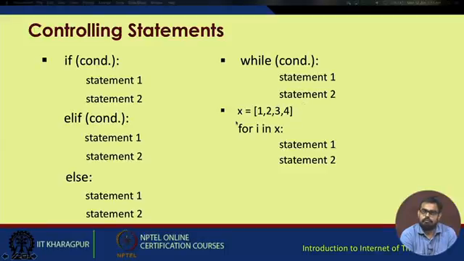Now for a simple example, suppose x equal to 1, 2, 3 and 4. This is a list, x is a list. Now for i in x, that is you iterate over the indexes 0, 1, 2, 3. So for i in x, you give a statement, you give another statement. So you can modify it in various ways. We'll check it out later.